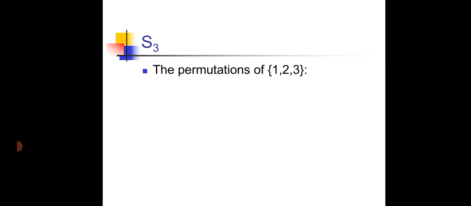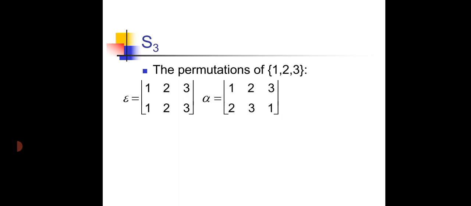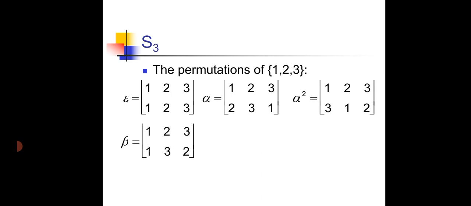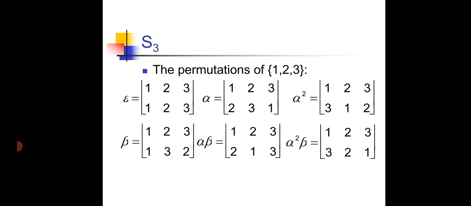Now we are going to see some properties of this symmetric group S3. What are all the elements that the 6 permutations bring? Number 1 is identity. Number 2 is alpha, which maps 1, 2, 3 to 2, 3, 1. And the next one is alpha square, that is alpha composed with alpha, which gives 3, 1, 2. Next is beta, 1, 2, 3 to 2, 1, 3. Next alpha beta, 1, 2, 3 to 2, 1, 3. And next one is alpha square beta, 1, 2, 3 to 2, 3, 1.